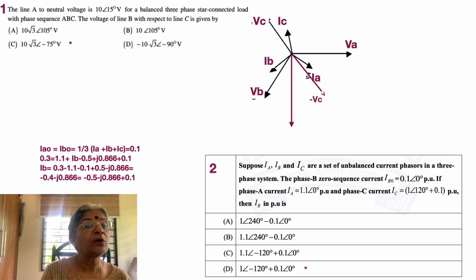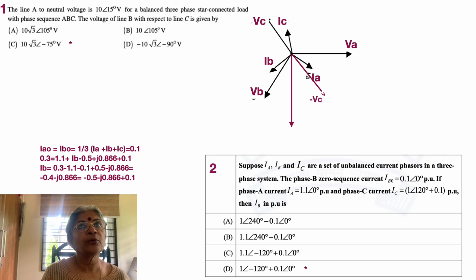Okay, and now what is asked is VBC, which means that, as was mentioned before, B should be more positive than C, or in other words, it is equal to VBN minus VCN. Or in another sense, you have to get the mirror image of VC, and that is what is done here. And you can see that minus VC is the red line shown here. Okay, so now what is VBC? It is equal to VBN plus minus VCN, or VB minus VC.